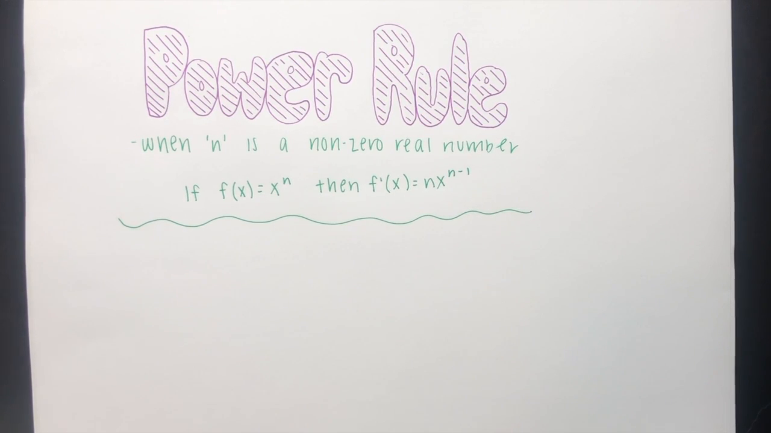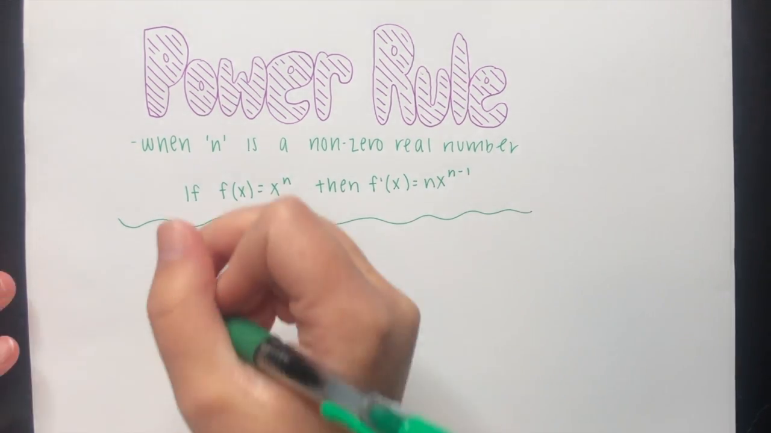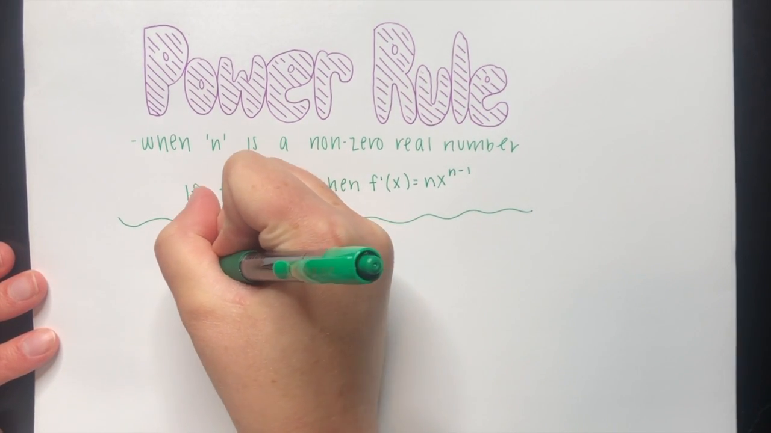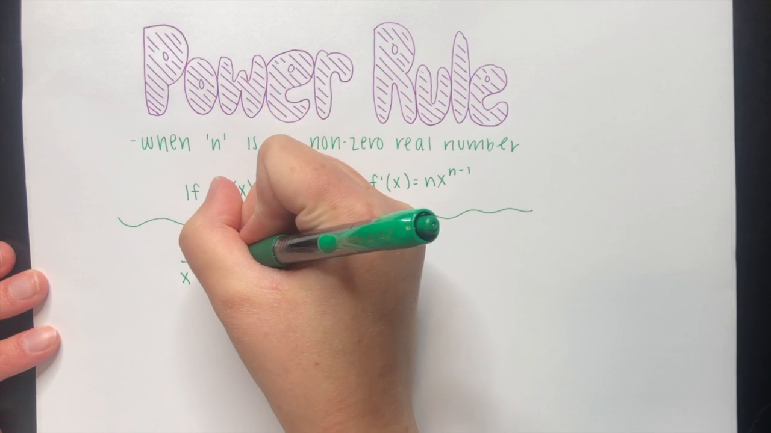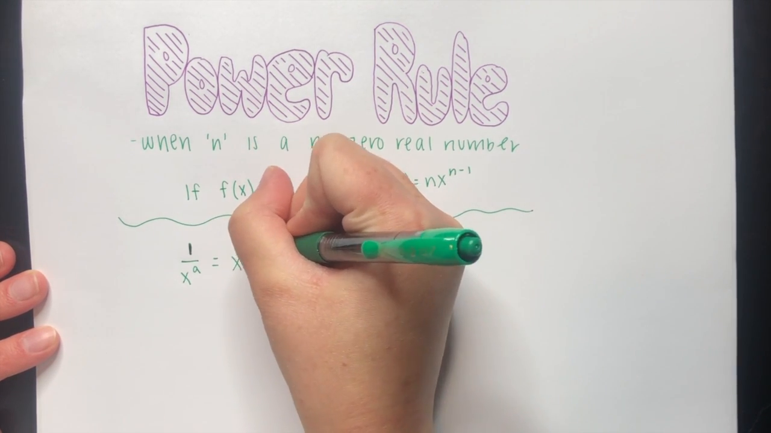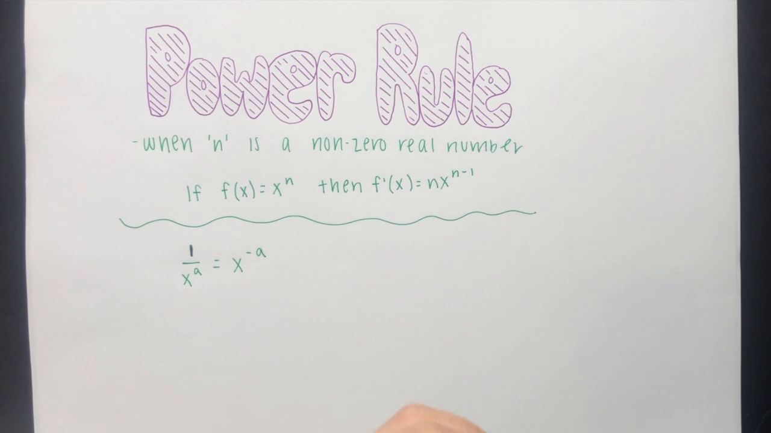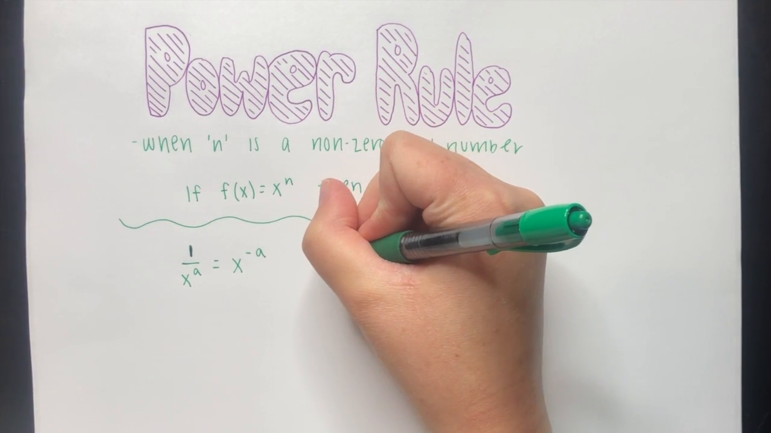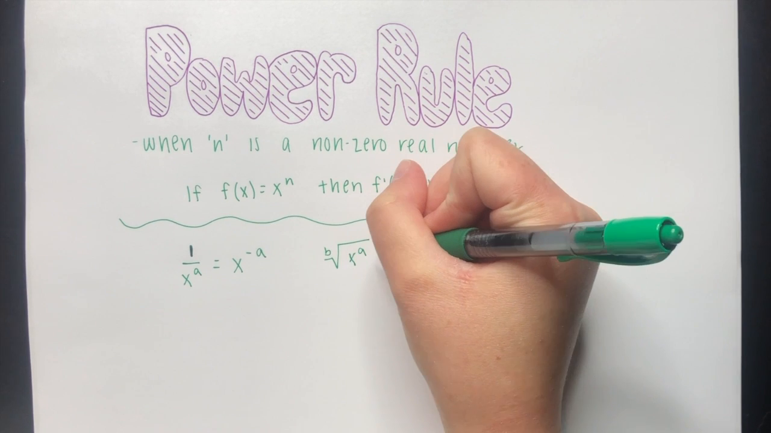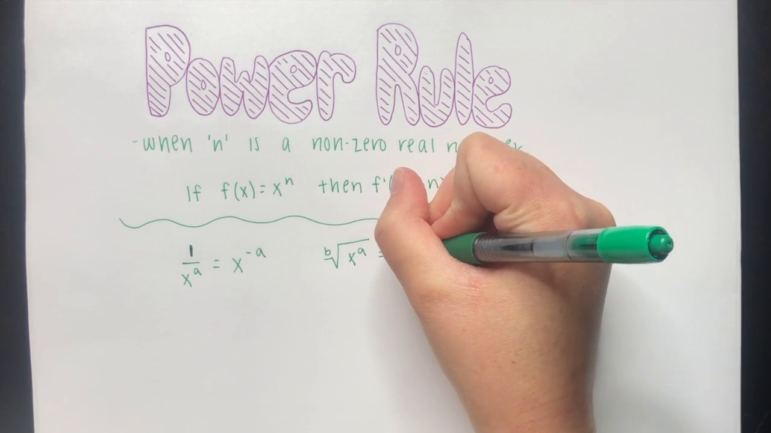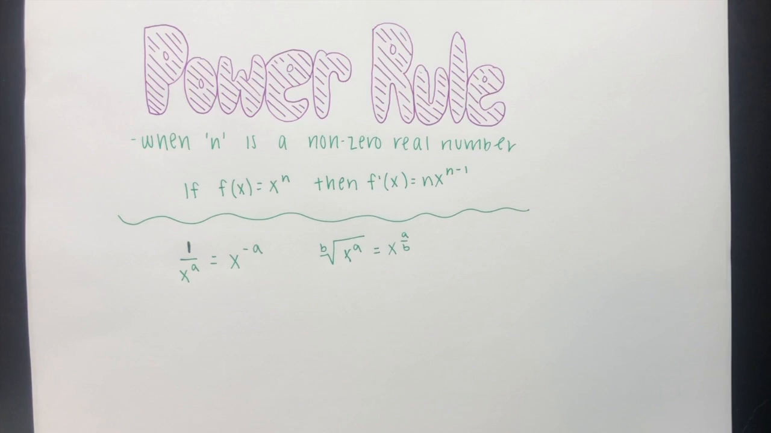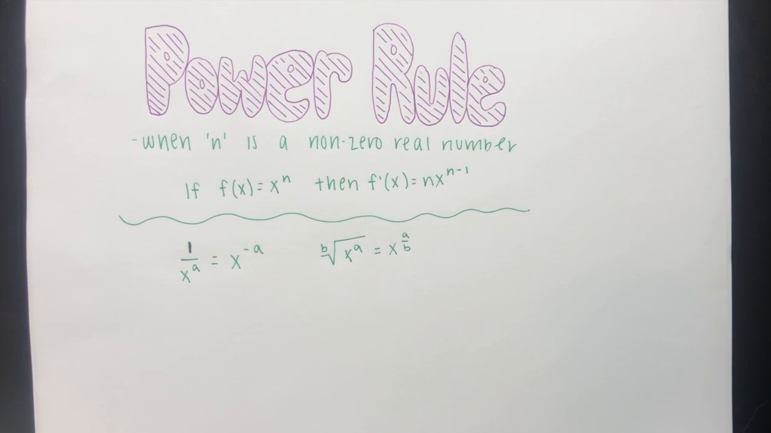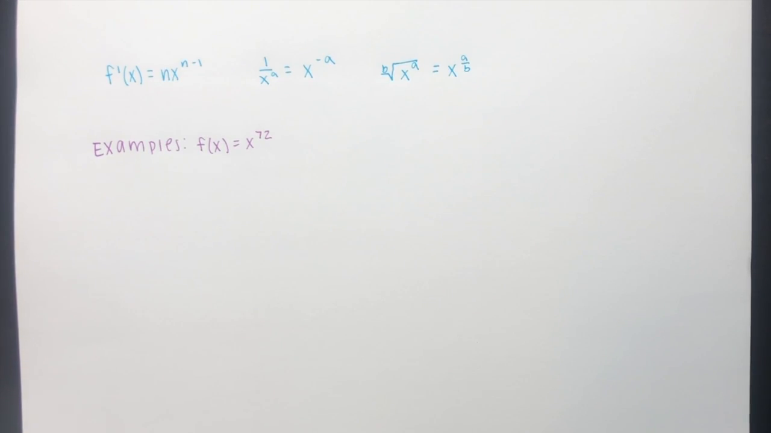It's also important to note that there are scenarios where we will use the power rule. However, it doesn't automatically look like that when we're first given the function. For example, it could look like 1 over x to the a, but we use the power rule because that is equal to x to the negative a. This is also the case where we have something like the bth root of x to the a, which is really equal to x to the a over b. In both of these scenarios, you would simplify and then use the power rule to find the derivative of the function. So let's start going through some examples.